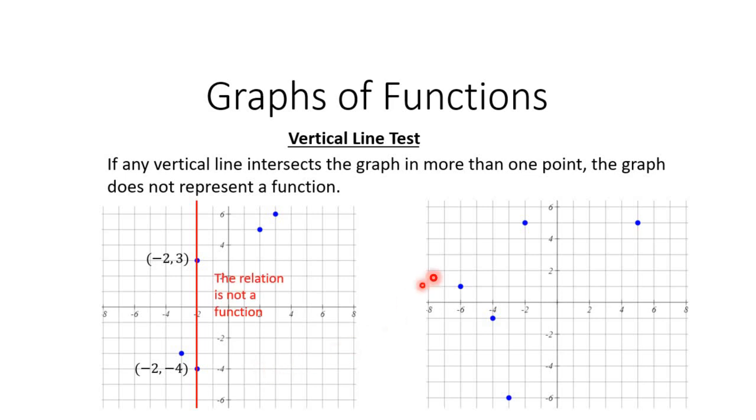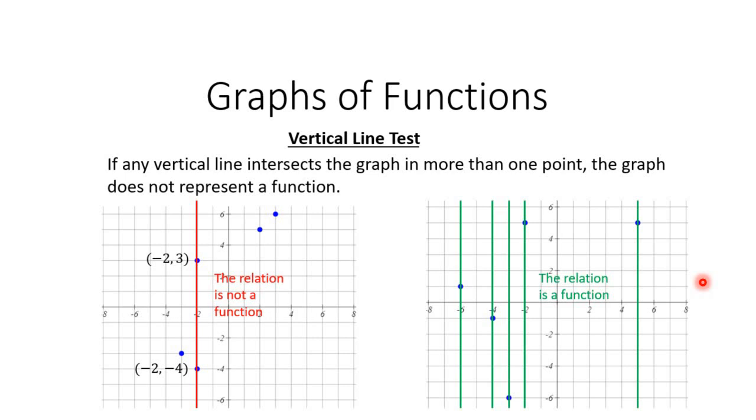On the other hand, for this relation over here, when I take a look at this rectangular coordinate system, no matter which vertical line I draw that goes through one of the ordered pairs, it goes through one and only one ordered pair. It doesn't go through more than one. Therefore, because every vertical line that you can draw only goes through one ordered pair, this relation is a function.